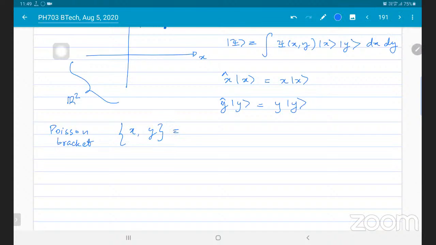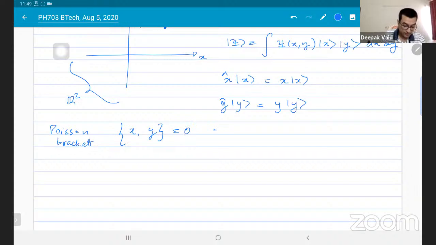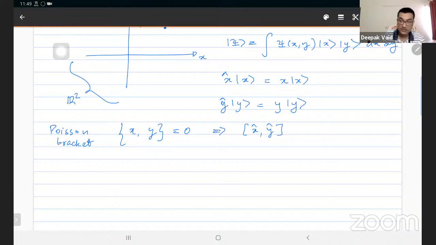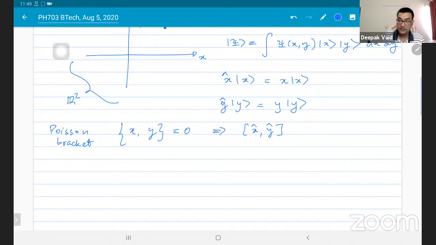Oh, okay. So the Poisson bracket is 0, which implies that the commutator of the operators is 0. These are some classical functions, x and y. These are your classical values, and the corresponding operators are x hat and y hat. And the commutator of these is 0. So this is true, right? But if you take, for example, x comma px, that is not 0. Or y comma py, that is also not 0.